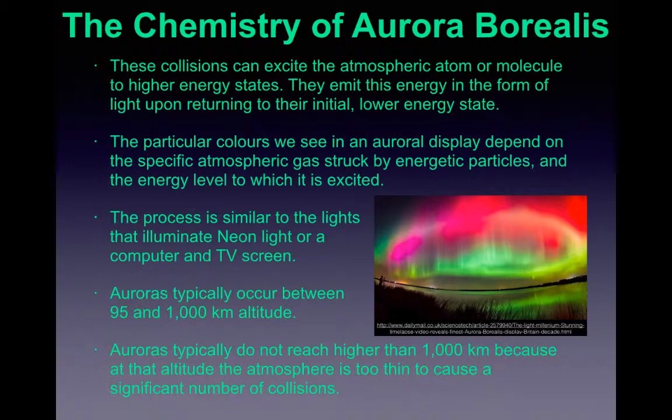The process is similar to the lights that illuminate computer and TV screens. In the screen, a beam of electrons controlled by an electric and magnetic field strike the screen, making it glow in different colours, according to the type of chemical that coats the screen. Auroras stay above 95 kilometers of altitude, because below that altitude the atmosphere is so dense that they finally come to rest.